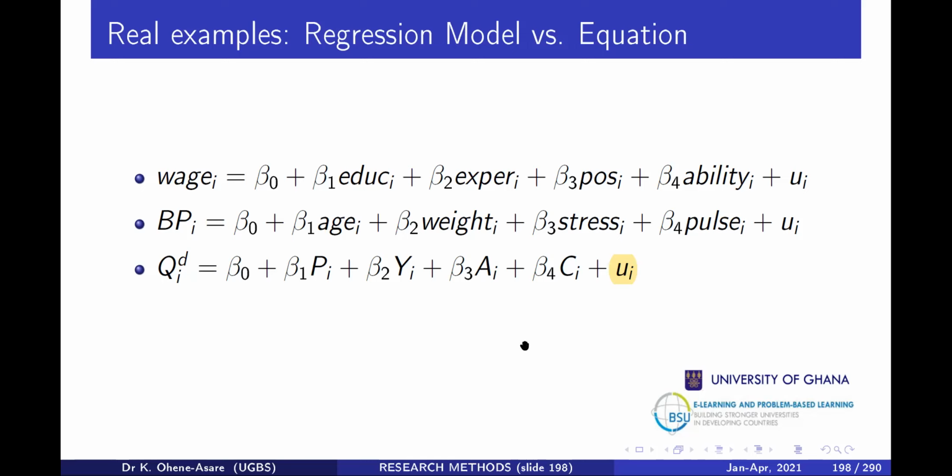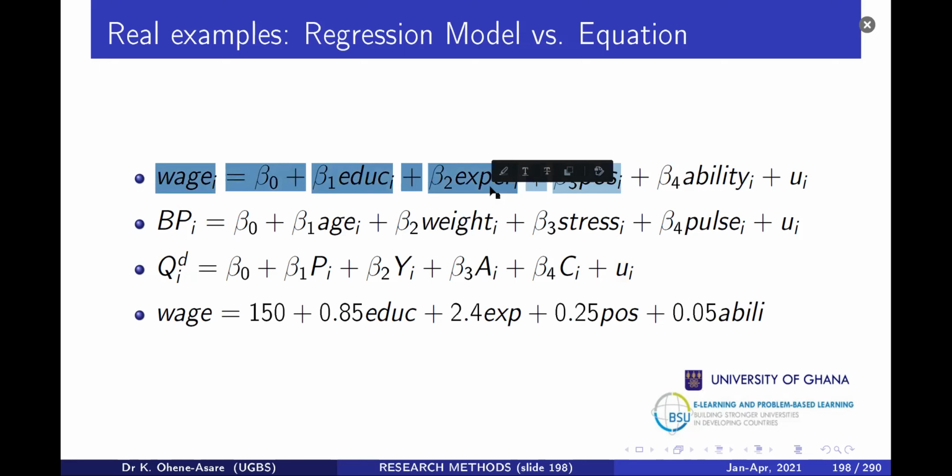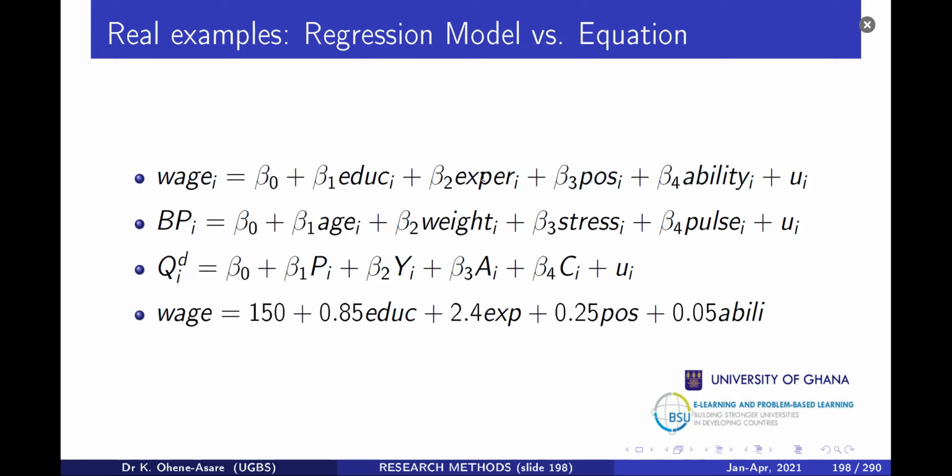All right. Now look at the last one. The last one is not a model. It is an equation, an estimated equation. The other ones that we looked at are models. Now, I want you to look at the first one, which is like the last one. But there are differences between the first one and the last one. What are some of the differences you can spot?